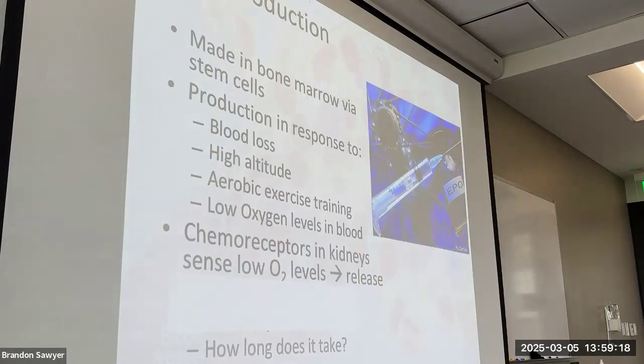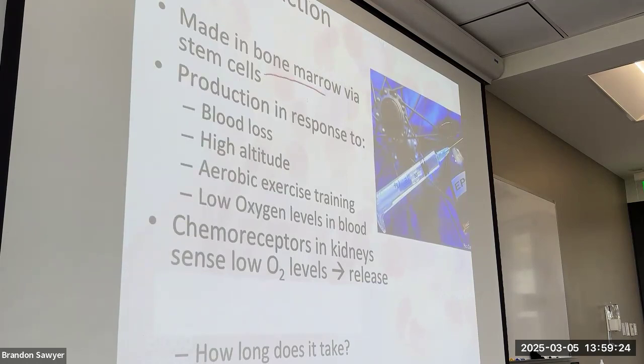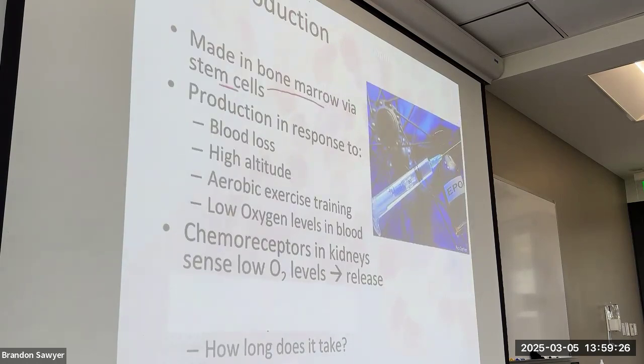Okay, so how do we produce red blood cells? Red blood cells are made in our bone marrow via stem cells. It's kind of an interesting thing that all the cells in our blood are made inside of our bones. It's kind of a weird setup, really, right? We have these little factories of blood cell production inside of our bones.